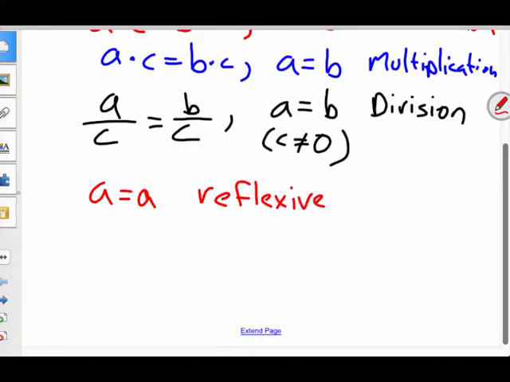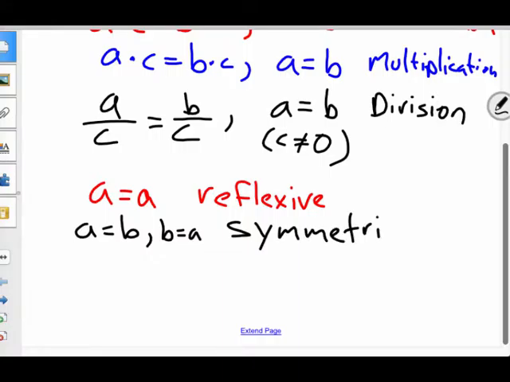Yes? Why can't C be 0? Because you can't divide it. Because you can't have a 0 in the denominator. Does that make sense? Oh, yeah. Okay. All right, so now here's another one. If A is equal to B, well then B is equal to A. That one seems rather simple, but we would call this a symmetric property of equality.